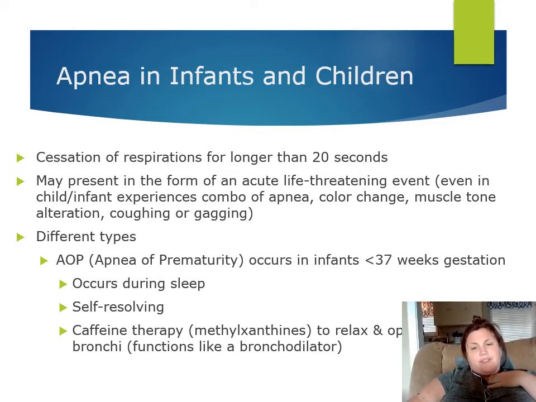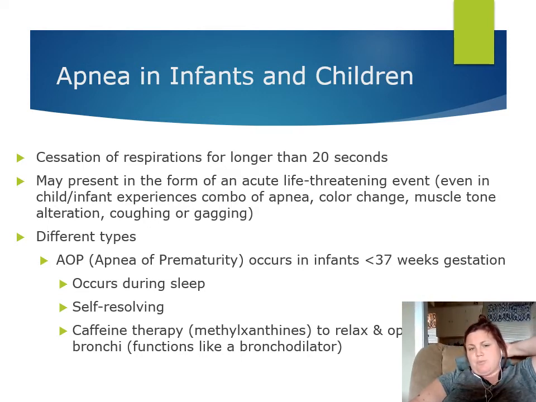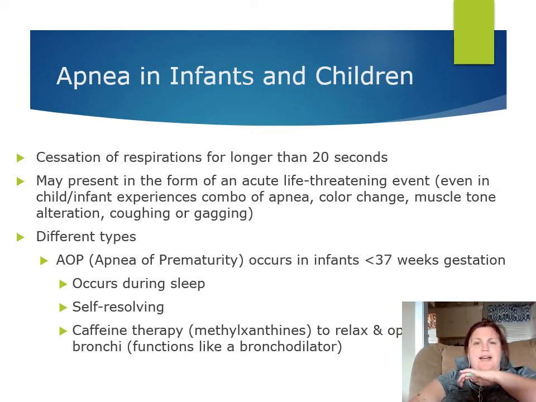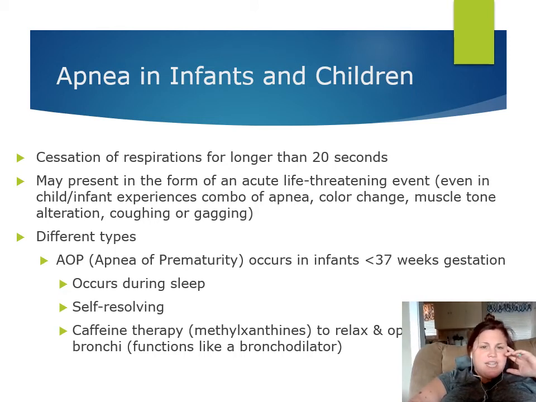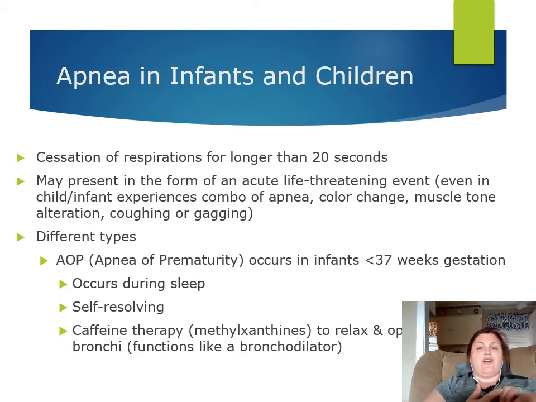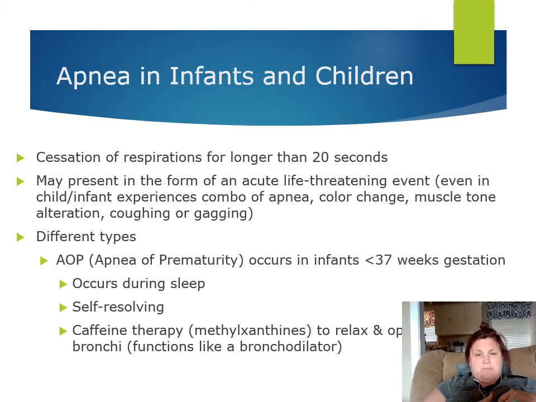It may require caffeine therapy, which will include methylxanthines, to relax and open the bronchi. It functions very similar to a bronchodilator, the caffeine does. So basically it relaxes and opens constricted bronchi, and it stimulates easier breathing efforts for the child. This may present in the form of an acute life-threatening event, abbreviated ALTE, in a child or infant experiencing a combination of apnea, color change, muscle tone alteration, coughing, or gagging.